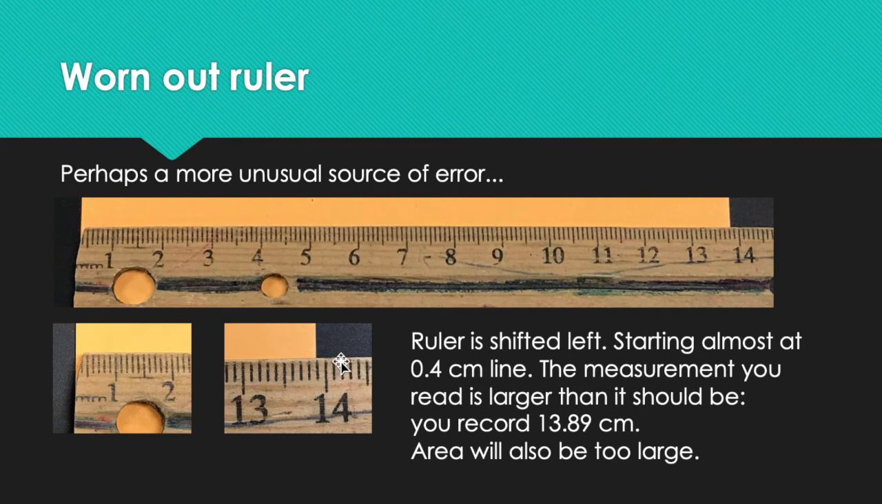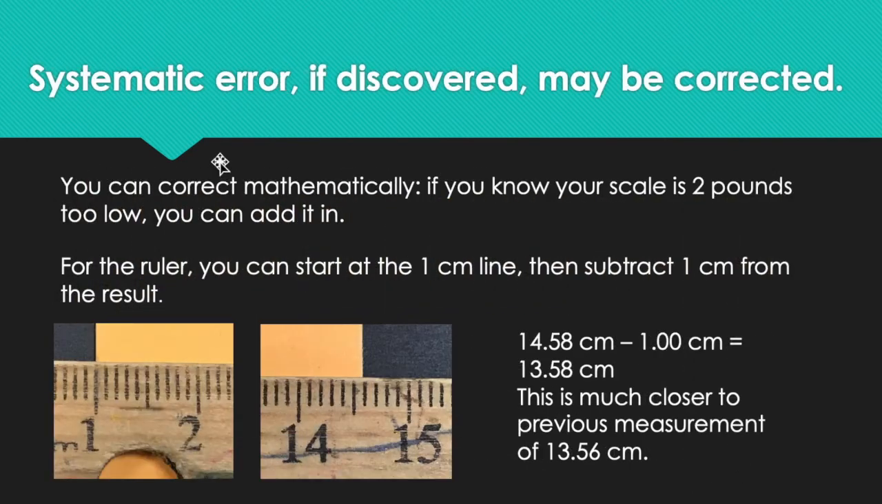And so when you read the measurement, which remember the paper should have been about here, but since we pushed the ruler in this direction, the paper is now coming close to 13.9, maybe 13.89 centimeters. And so remember, it was supposed to be closer to 13.56 centimeters. So this measurement is too big. And then if our length is going to be too big, since we're multiplying it to get the area, the area will also be too big.